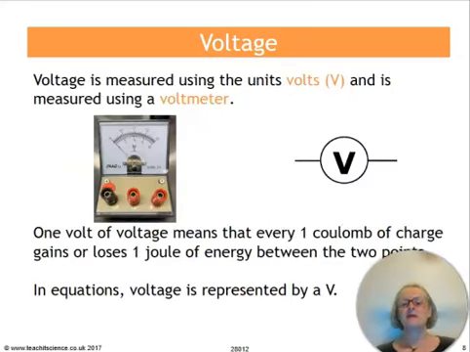If we look at how to measure voltage, we measure it using a voltmeter. So it looks similar to an ammeter, but you'll notice there's a capital V on the front of the dial. The units for voltage is volts, capital V, and it's measured using this voltmeter, and the symbol for that would be a V in a circle on a circuit diagram. 1 volt of voltage means that every 1 coulomb of charge gains or loses a joule of energy between the 2 points. And in equations, we represent voltage with a capital V, which actually makes sense.